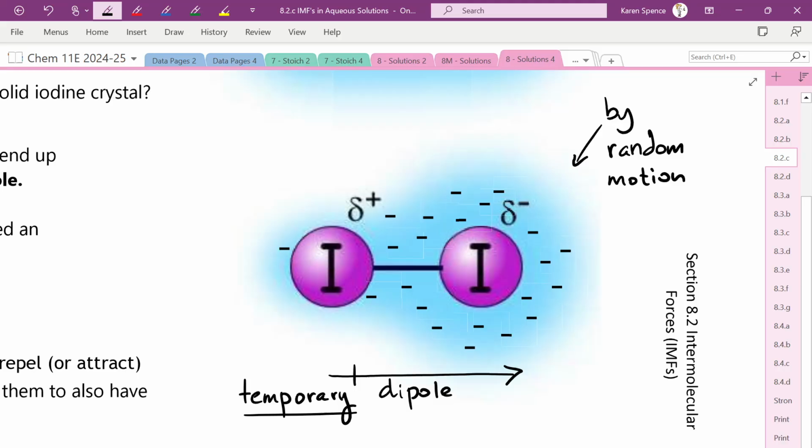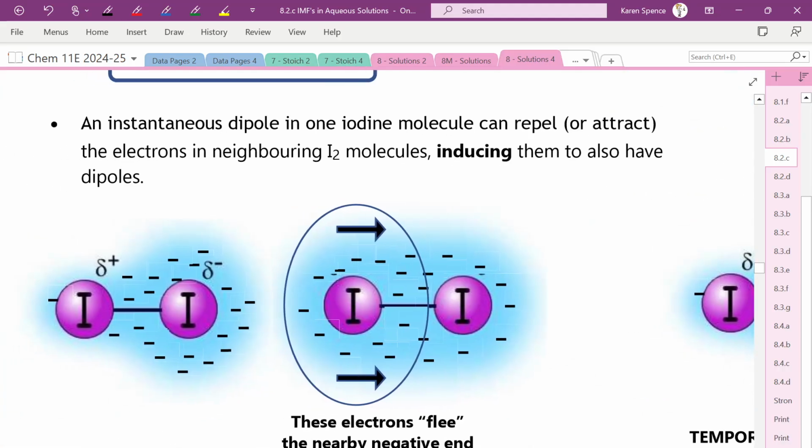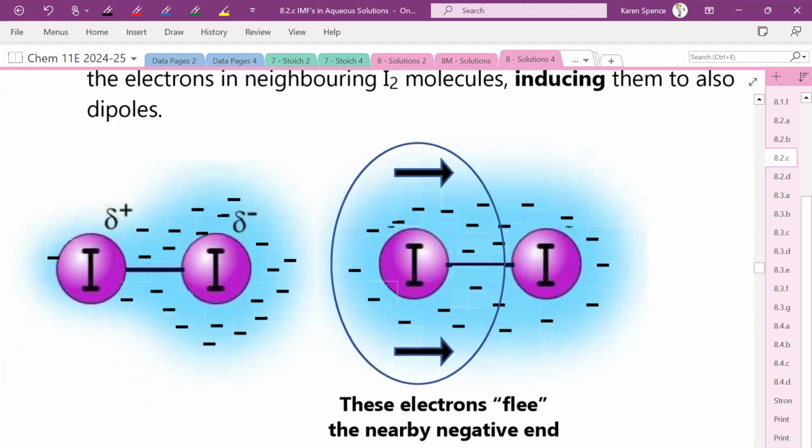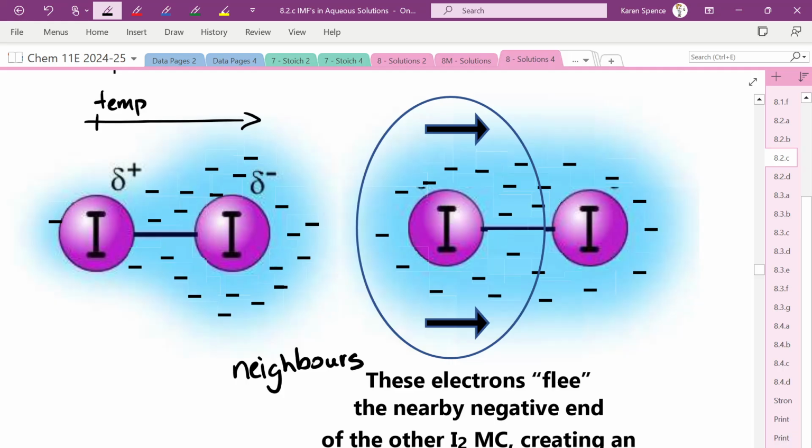But in the world where there is one I2 molecule, there will be another I2 molecule. And let's say that it's the neighbor. Okay, so we have two neighboring I2 molecules. These guys are neighbors. Now this guy over here has a temporary dipole.